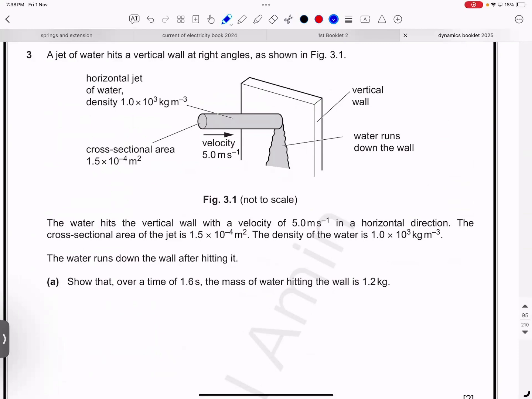A jet of water hits a vertical wall at a right angle with the speed 5 meters per second in horizontal direction. Cross-section area of the jet is 1.5 × 10^-4 square meters. The density of water is 1.0 × 10^3. The water runs down the wall. Show that over a time of 1.6 seconds, the mass of the water hitting is 1.2 grams.